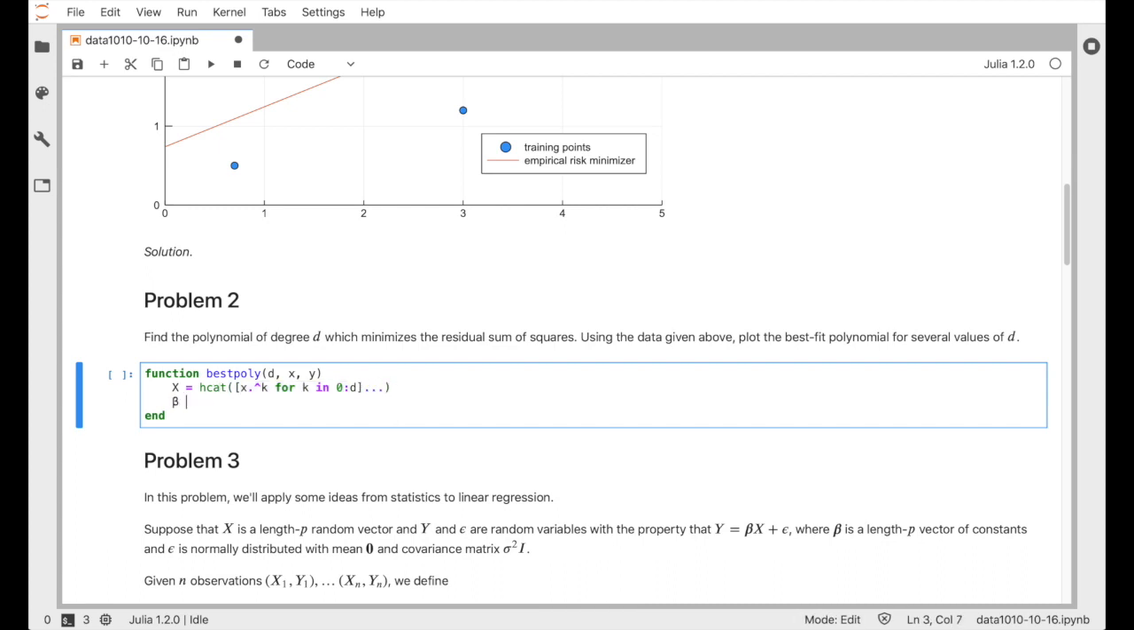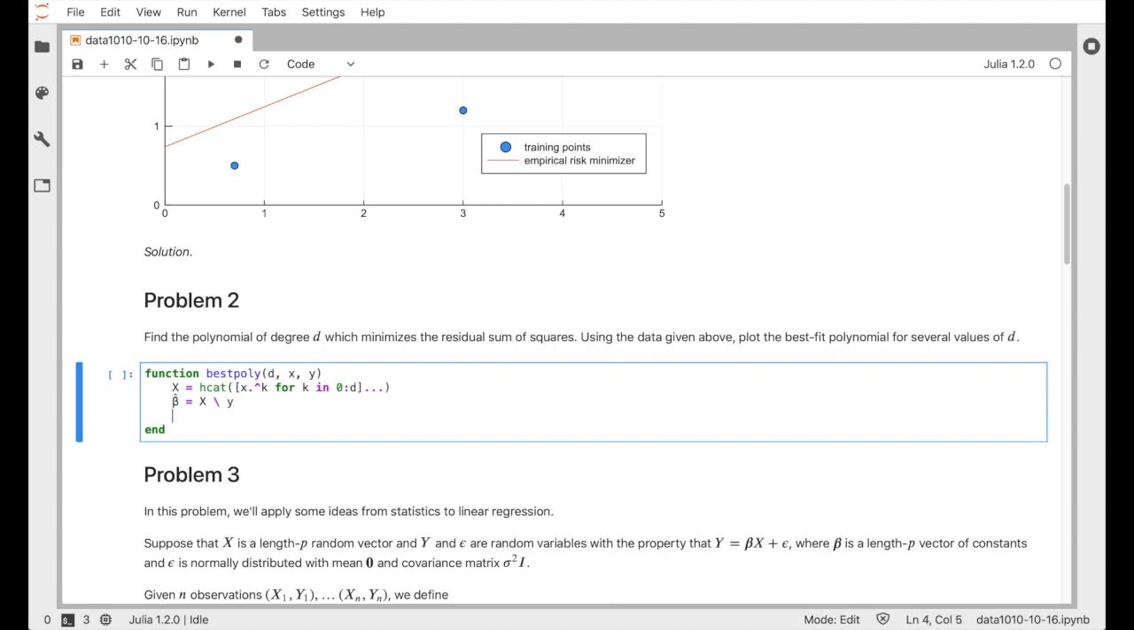Okay, and then just like before, beta hat is going to be x backslash y. And then finally, we're going to return a function, which for convenience, let's just use an anonymous function, which takes an input variable, which we'll call t, to avoid confusion with this x, but it's the horizontal coordinate. And we'll have beta hat transpose times the monomial, so the various powers of t. So we'll just do t to the k for k in 0 to d. So this takes these coefficients, multiplies them entry by the successive powers of t, and adds up the results. That's exactly what evaluating a polynomial does.